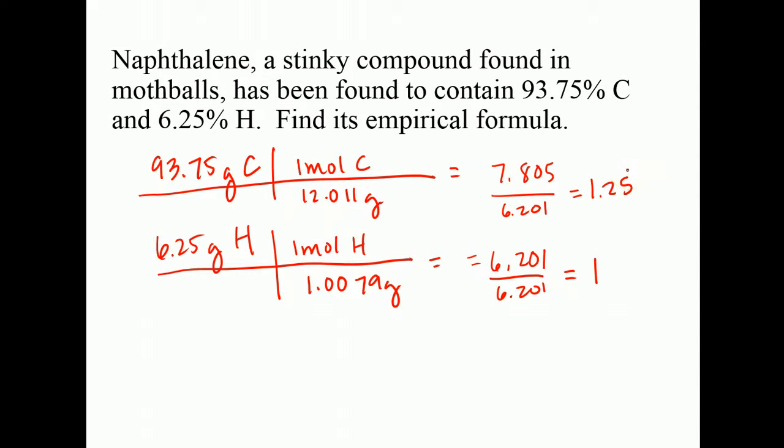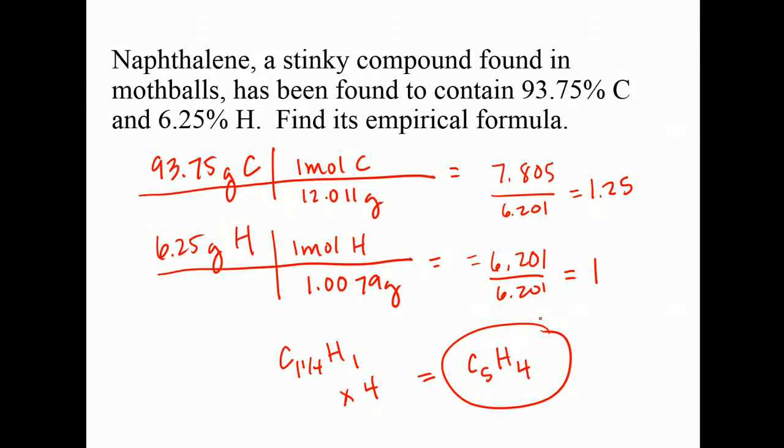Now, sometimes students will think, well, that's just close enough to 1 and I'm going to round it. But if you think about 0.25, it's really the fraction 1/4. So we're looking at carbon 1 1/4, H1. So we want to get rid of that fraction again, and this time instead of having a half, I have a 4th, so we'll multiply by 4 to get rid of that, and that means our empirical formula is C5H4.